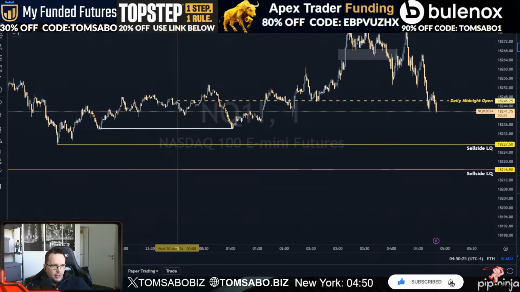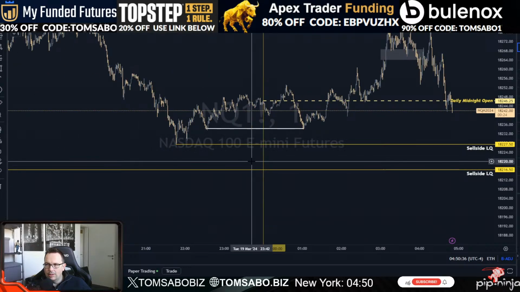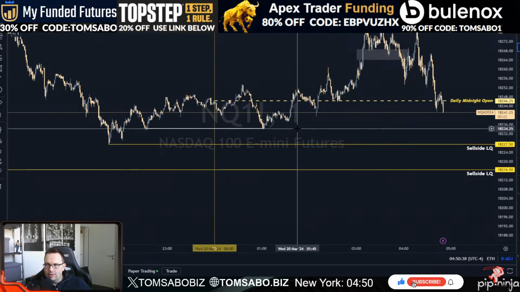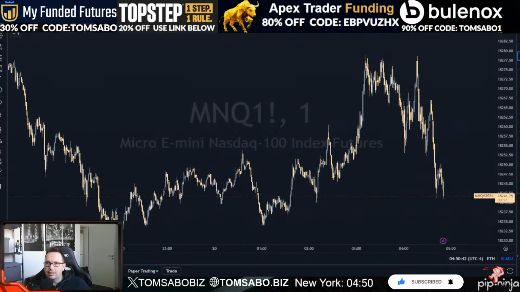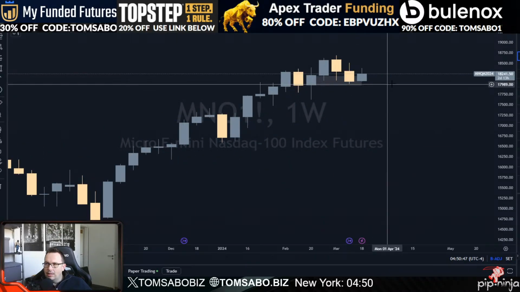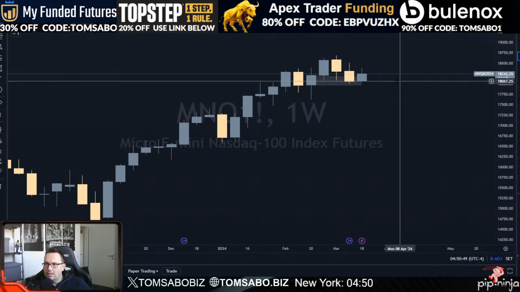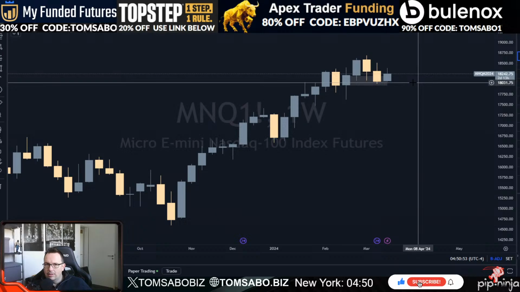Oh my god, what is it doing now? Is it really going down there? 42. It's like 13 points away from Asia low, and relative equal lows there. How does the daily candle look? I haven't checked it. I don't know, this one looks strange.